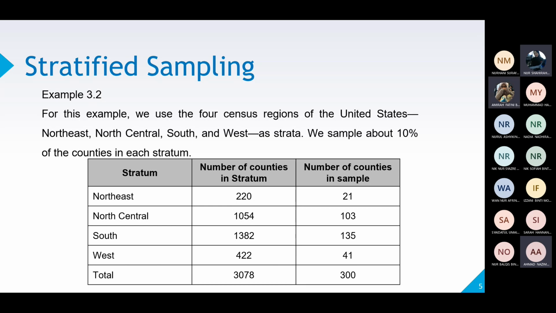Yes, the number of counties in the sample is about 10% of the number of counties in the stratum. About 10%. It is not exactly 10%. If it is exactly 10%, then you would need a higher sample size. But in this case, we want to make it 300 only. We don't want 308 samples. If you use exactly 10%, then you will have 308 samples here.